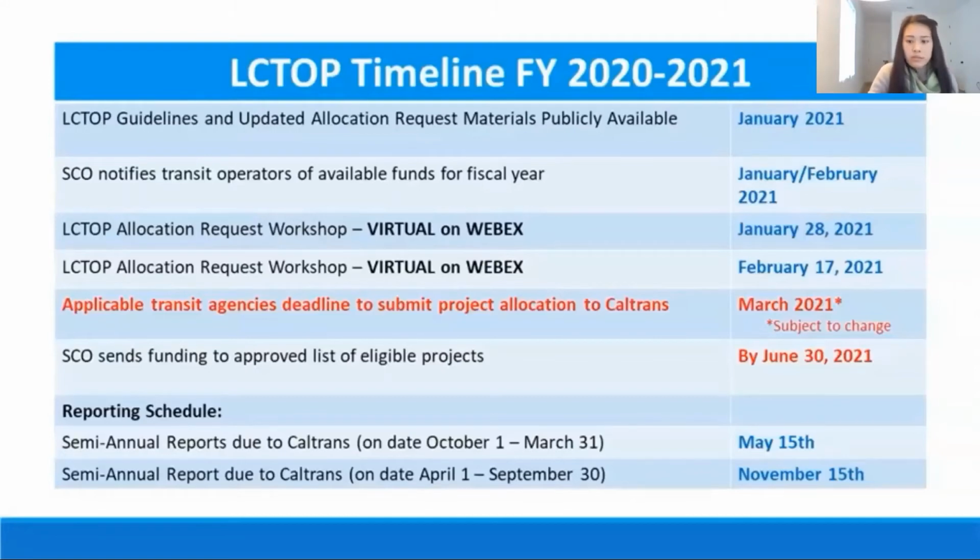Are you talking about the eligibility list? So I'm looking at the LCTOP timeline. Possibly. Is that what the second entry says, when it says FCO notifies transit operators of available funds for the fiscal year? Yes. So the eligibility list has not been released yet, but as soon as we receive that, we will send that out. Super, because I'd really like to share that just as an informational.